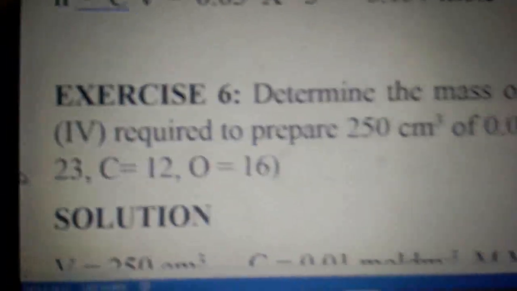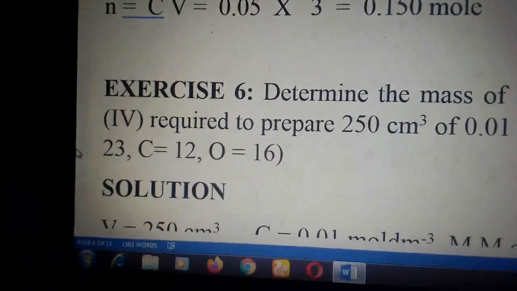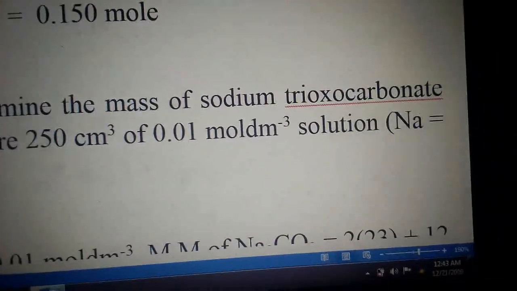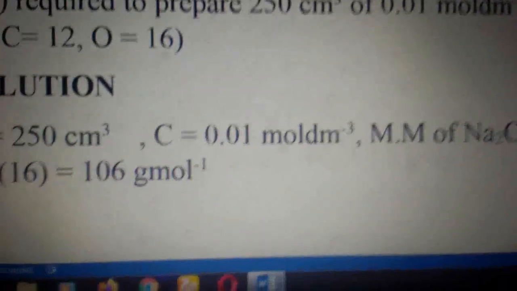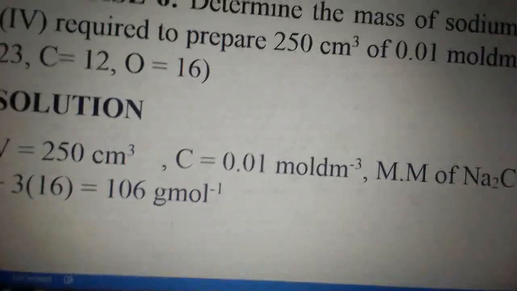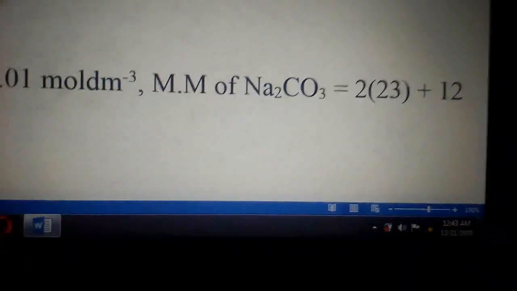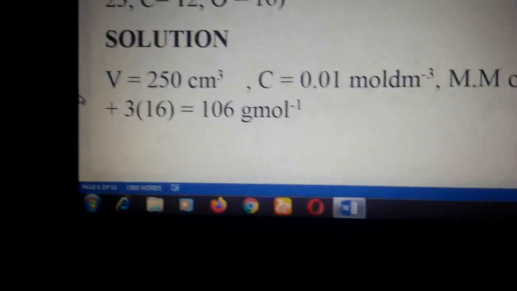Now going to exercise 6, determine the mass of sodium trioxocarbonate(IV) required to prepare 250 cm³ of 0.01 mole per dm³ solution. Now going to the solution, the volume is given to us as 250 cm³. The concentration is 0.01 mole per dm³. Now since the substance is a compound, we'll find the molar mass using the accurate formula. Sodium is 23 times 2, plus carbon 12, then oxygen is 16 multiplied by 3. So that gives us 106 grams per mole.